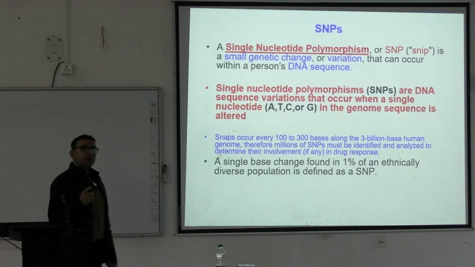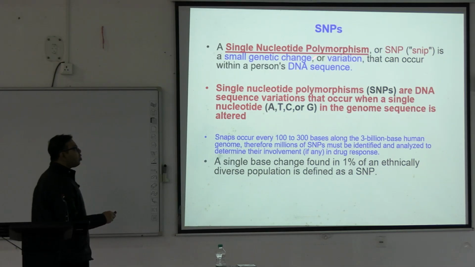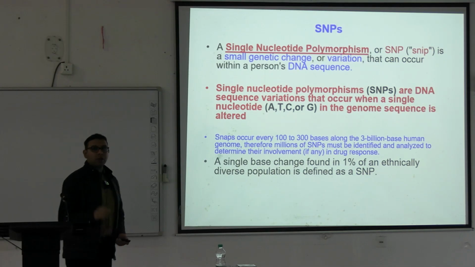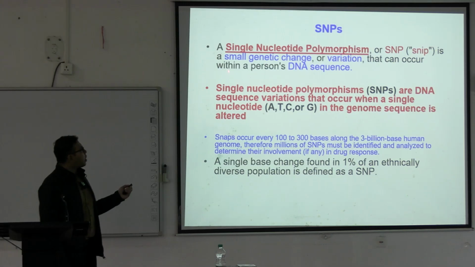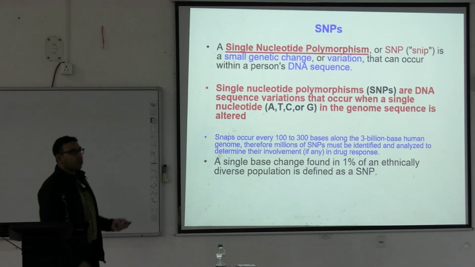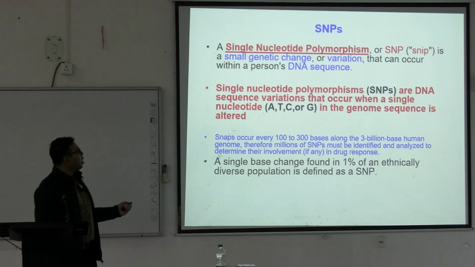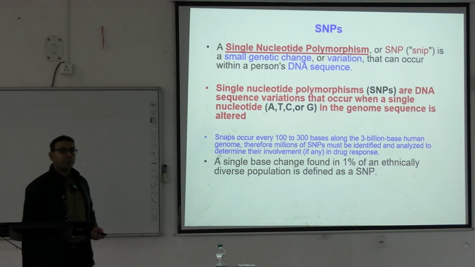Then the next is the single nucleotide polymorphism, that is very important for pharmacogenomics. Single nucleotide polymorphism, also known as SNP, is a small genetic change or variation that can occur within a person's DNA sequence. So single nucleotide polymorphism means only a single nucleotide. This is a DNA sequence variation that occurs when a single nucleotide A, T, C or G in the genome sequence is altered, and this alteration is present in greater than or equal to 1% of the population.